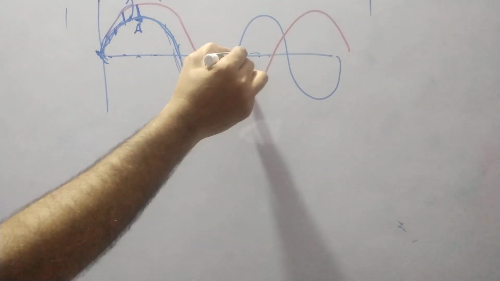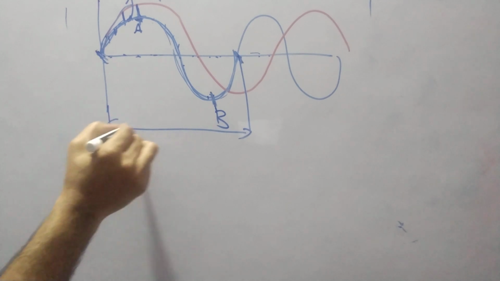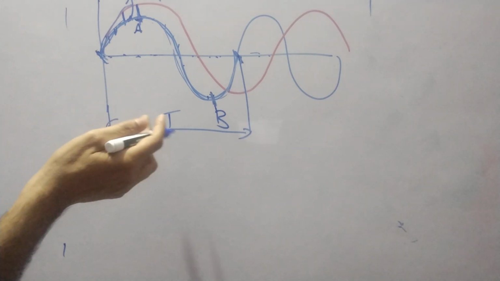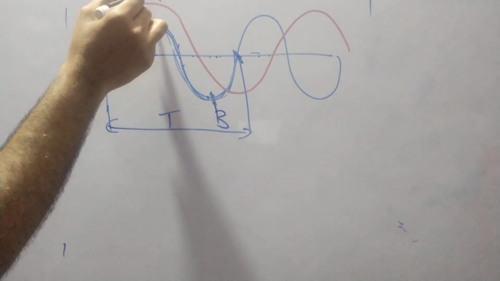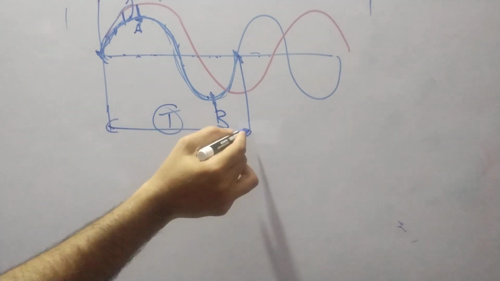So for one complete cycle, this is known as time period T, or you can take wavelength lambda also. To define path difference we took lambda there, but here we are defining time difference. So that's why I want time. So this is known as T.